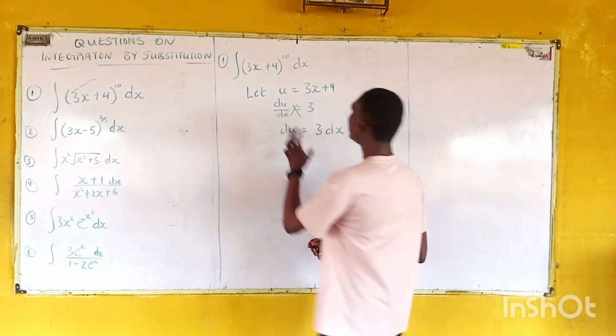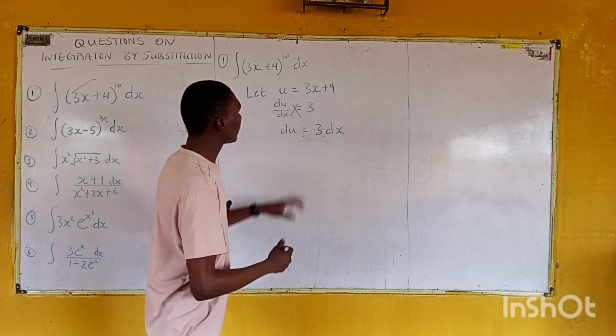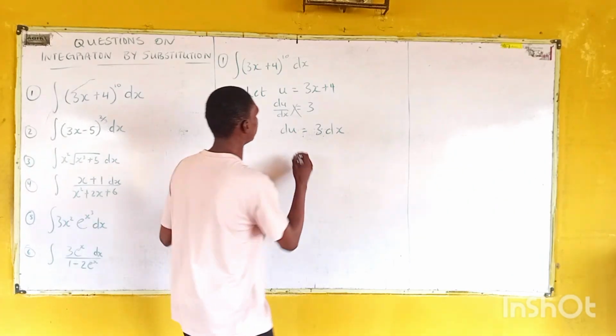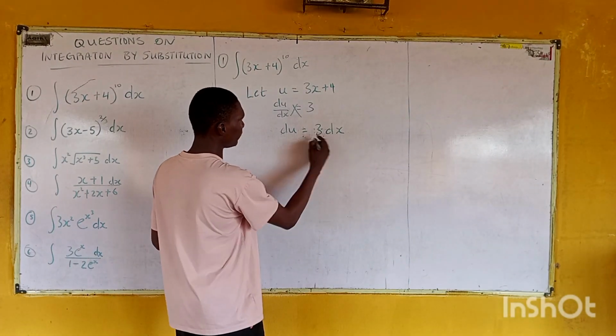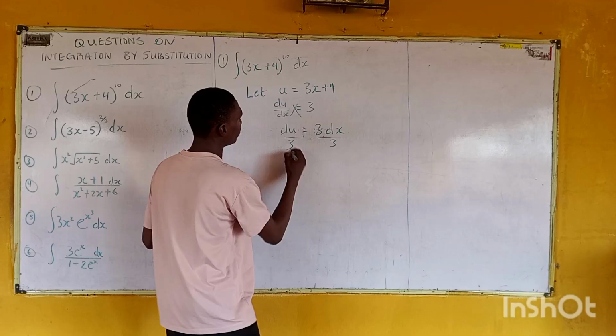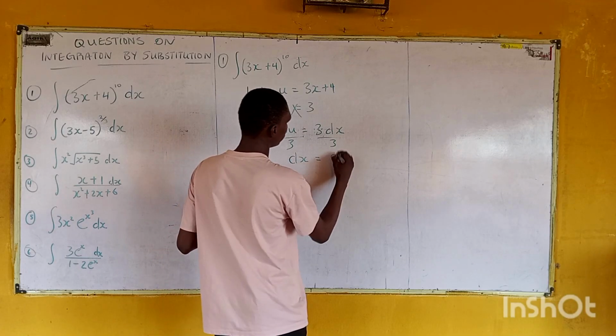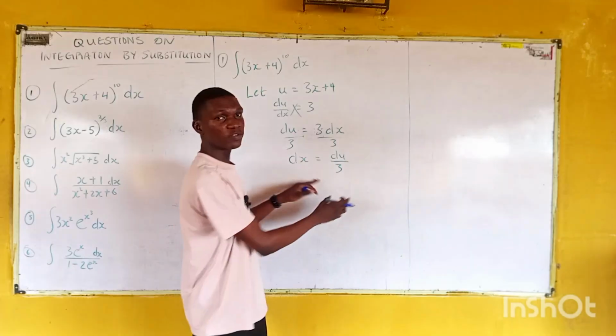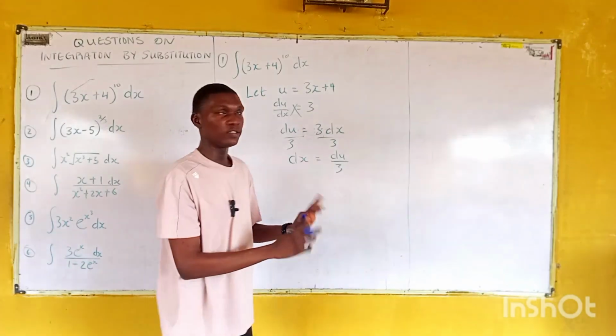If only the dx is outside the bracket, that means we can bring out the dx. We can divide both sides by 3, so now dx is equal to du over 3. So we can represent dx as du over 3. That's it.